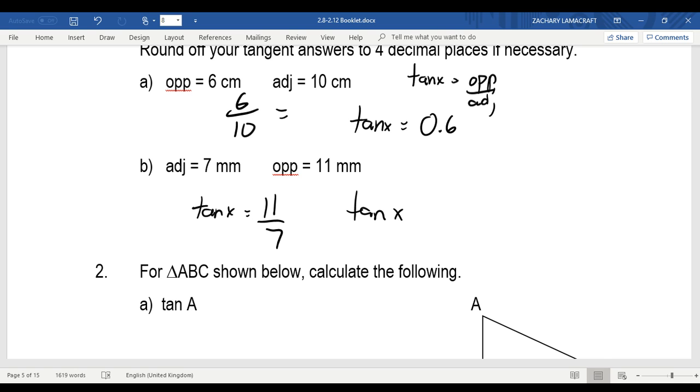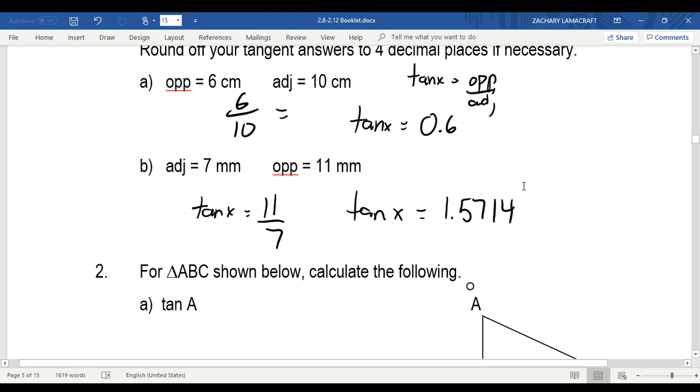So tan x would be what? Sorry? I don't have that. No, anyone else have a different answer? I have 1.5714. So don't press the tan button, but it's just 11 divided by 7, right? Should give you that answer. Okay. 4 decimal places. It was 57142, so we just keep it at 4. So basically, we're just setting you up for where we're going next, but if you can figure out which one's the opposite and which one's the adjacent, pretty easy to figure this out, right?